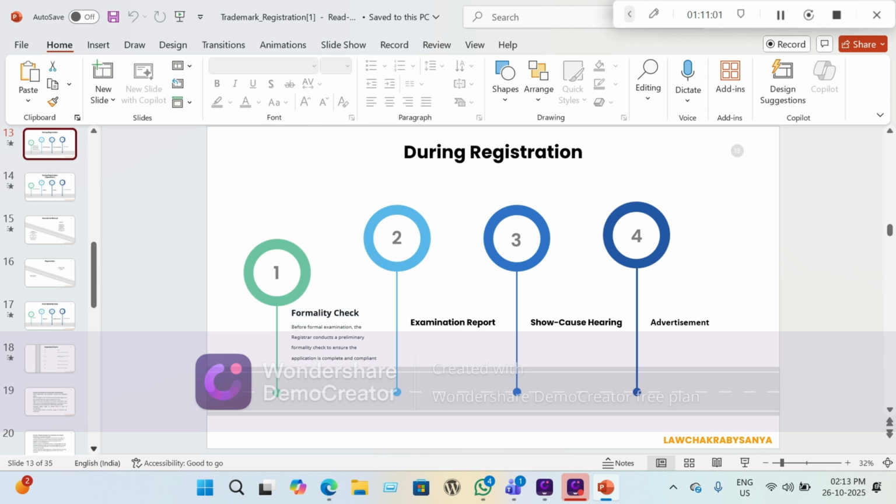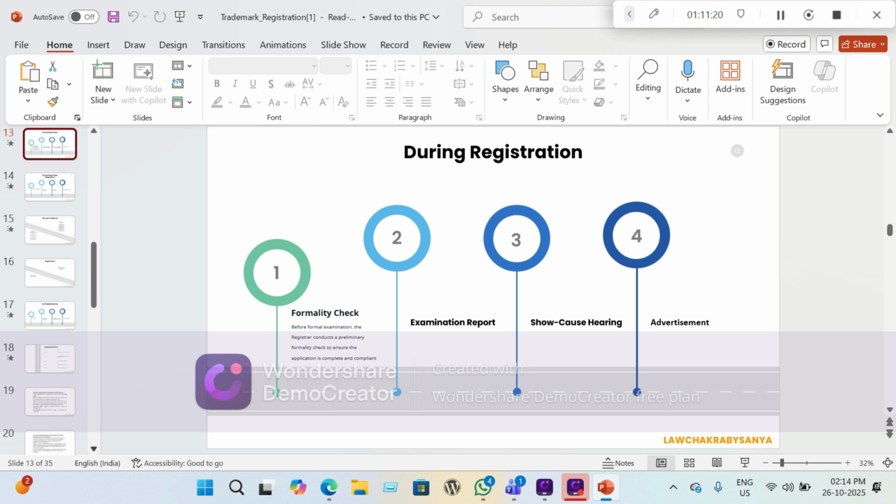If you do not comply within 30 days, you're not giving a reply, or you're not appearing for the show cause hearing, all of this is online, mind you. Remember, all of this is online, so you can do it from anywhere. But if you're not complying with the timeline, then they can treat your application as abandoned.